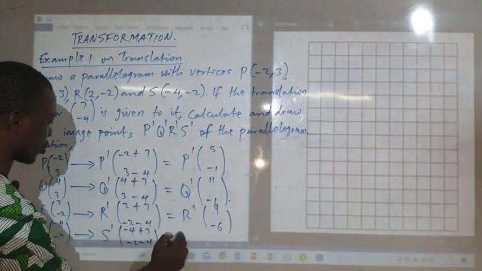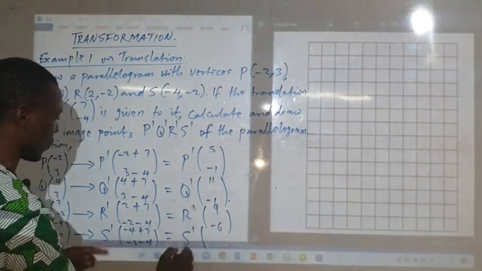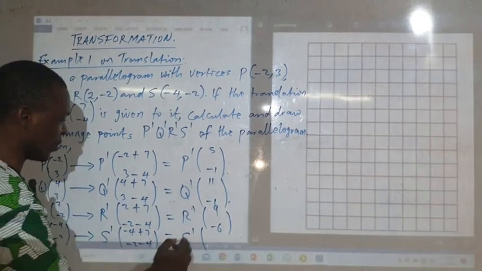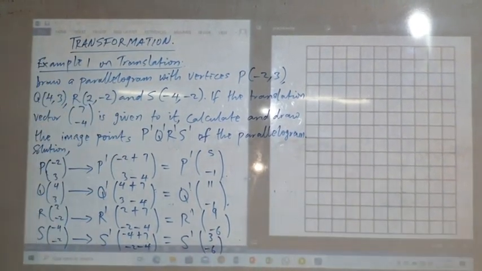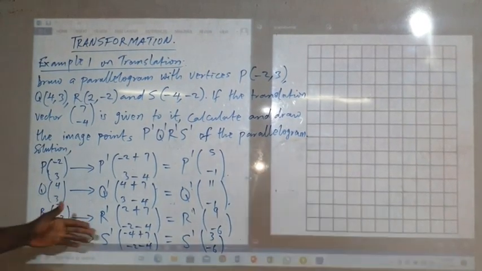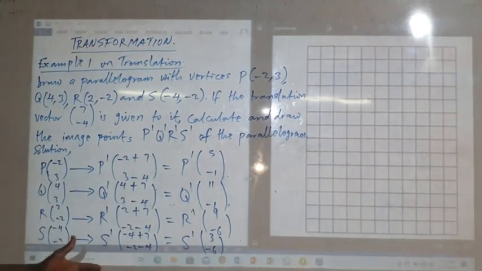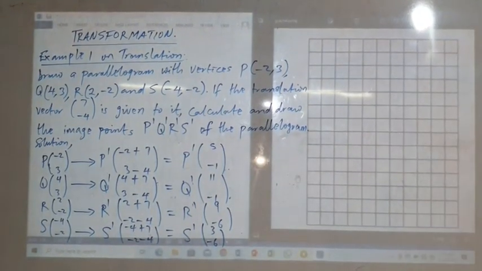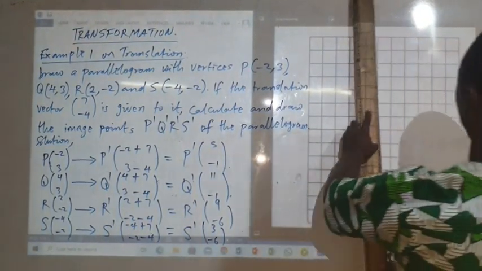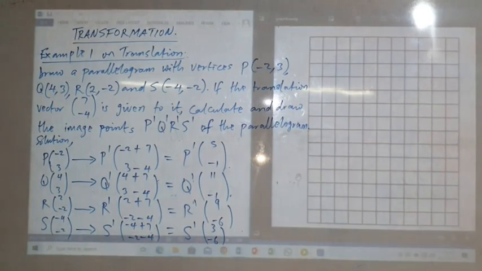So which is equal to S prime into minus 4 plus 7, that is 3, then minus 6. So this is what we need to get our translation. So we now go to the graph. For the graph, you draw your xy plane. So form your x-axis and y-axis.